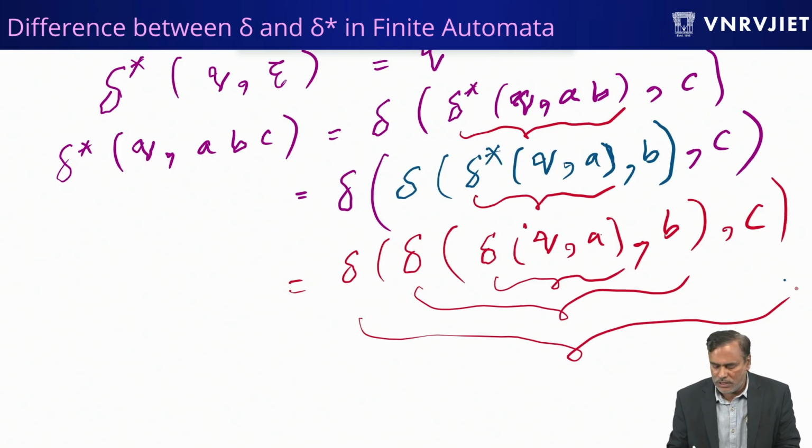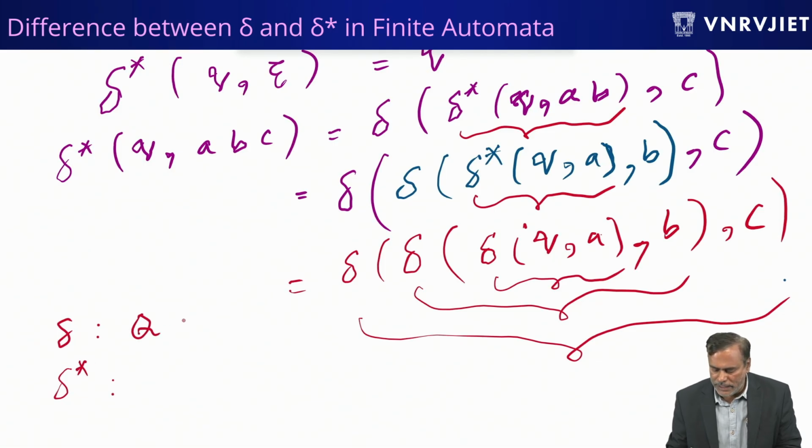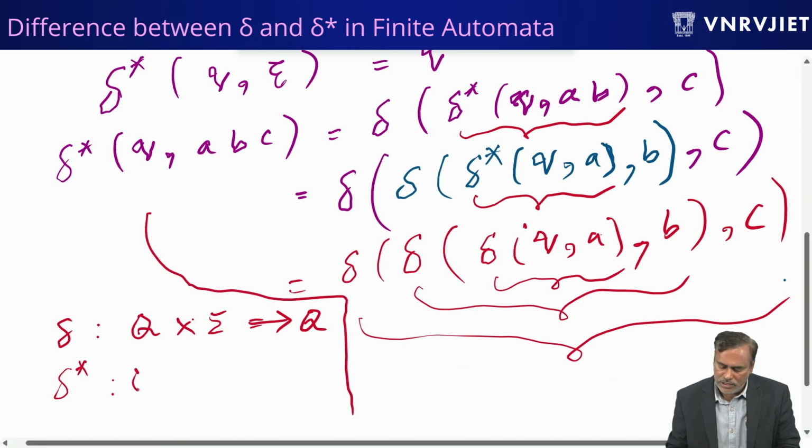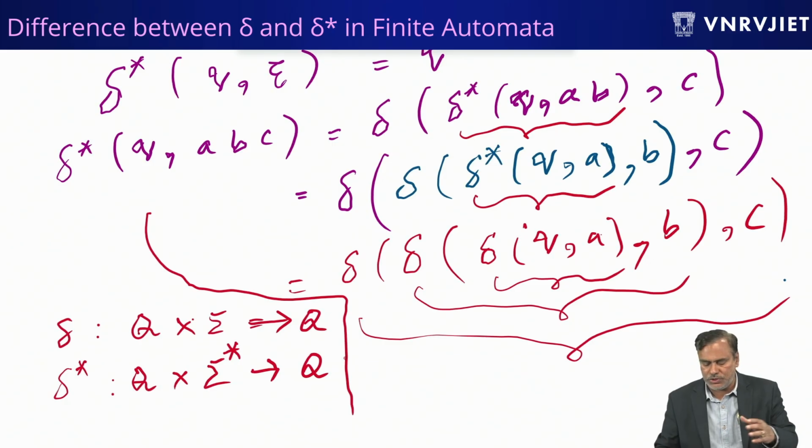So this is the basic difference between delta and delta star. Don't get confused about this delta and delta star. So delta is this, delta star is this. Delta is Q by sigma gives Q. Delta star means Q by sigma star. That is the only difference that you can find. Q by sigma star gives Q. This is true even with respect to NFA. With respect to NFA also same thing.